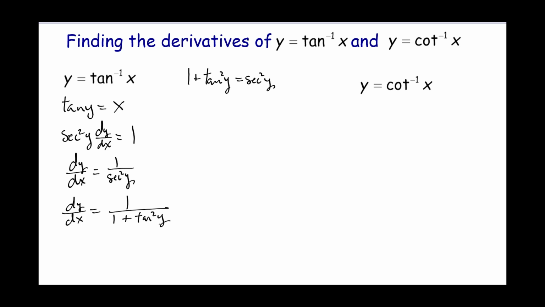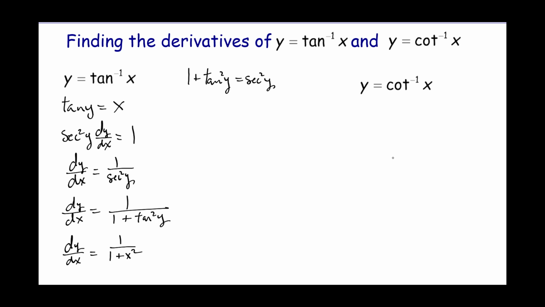Now, we're almost there. We still have to get x into the problem, but you'll notice we have tangent y here, and we know from this part that tangent y is simply equal to x. So we can rewrite the derivative as dy dx is equal to 1 over 1 plus x squared. And there's your derivative.